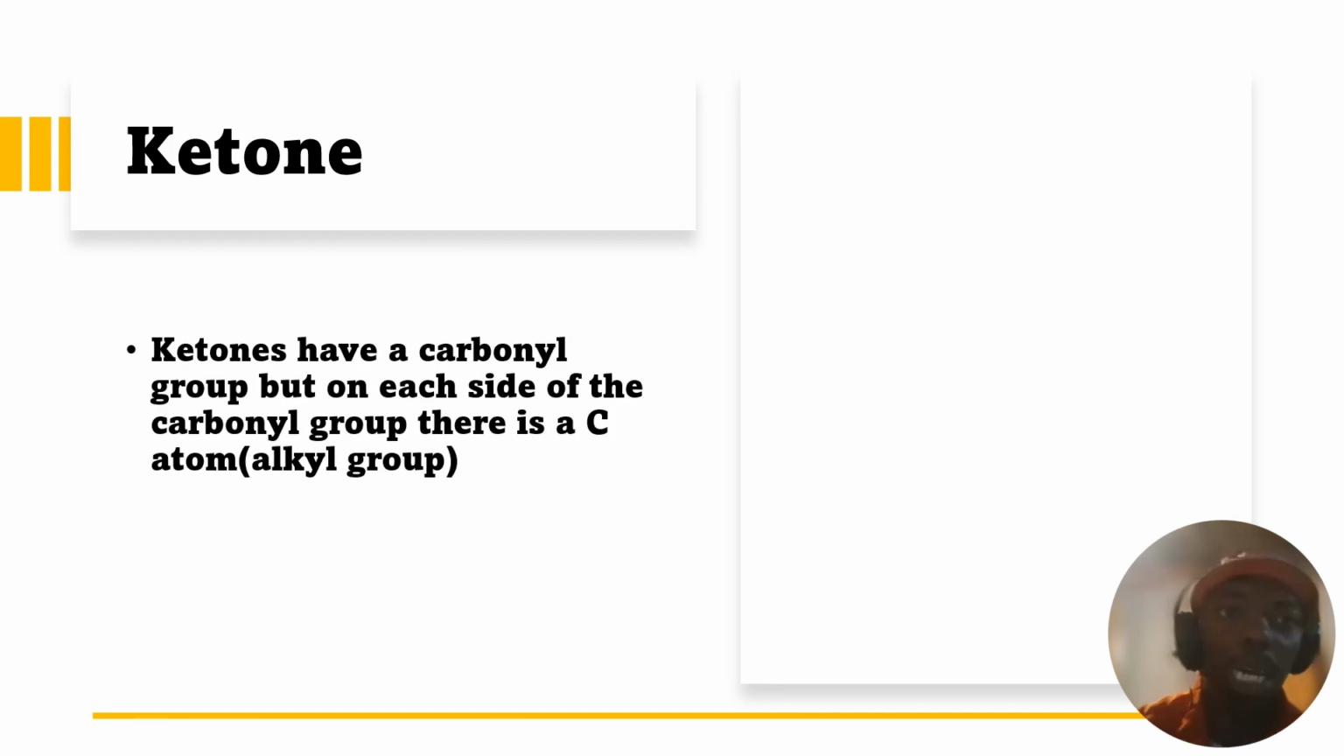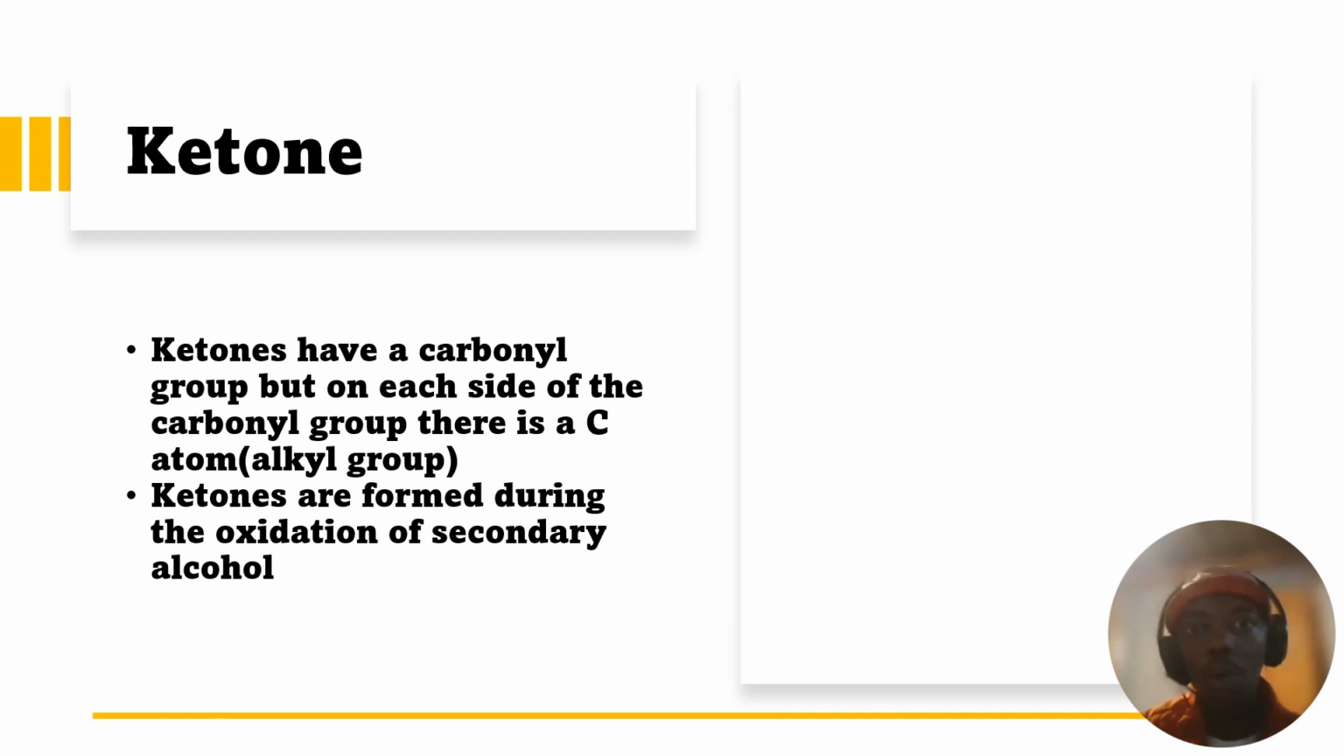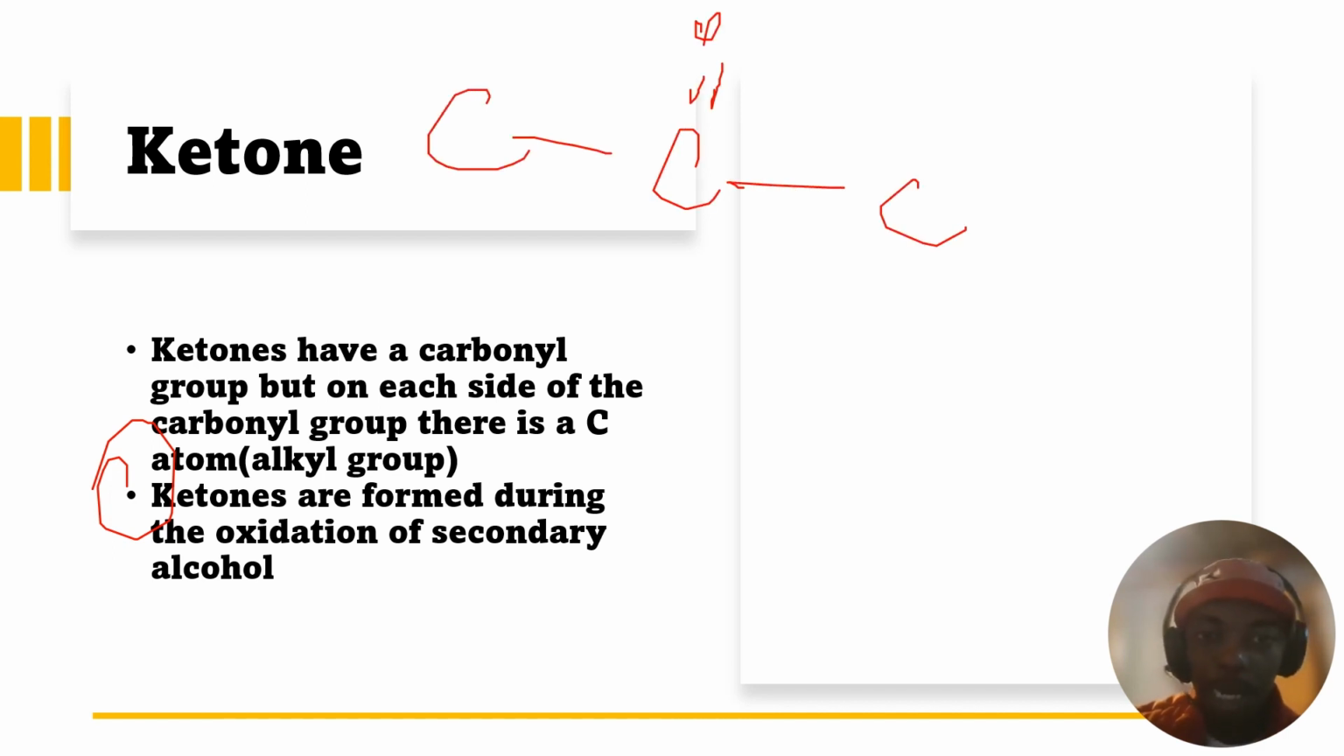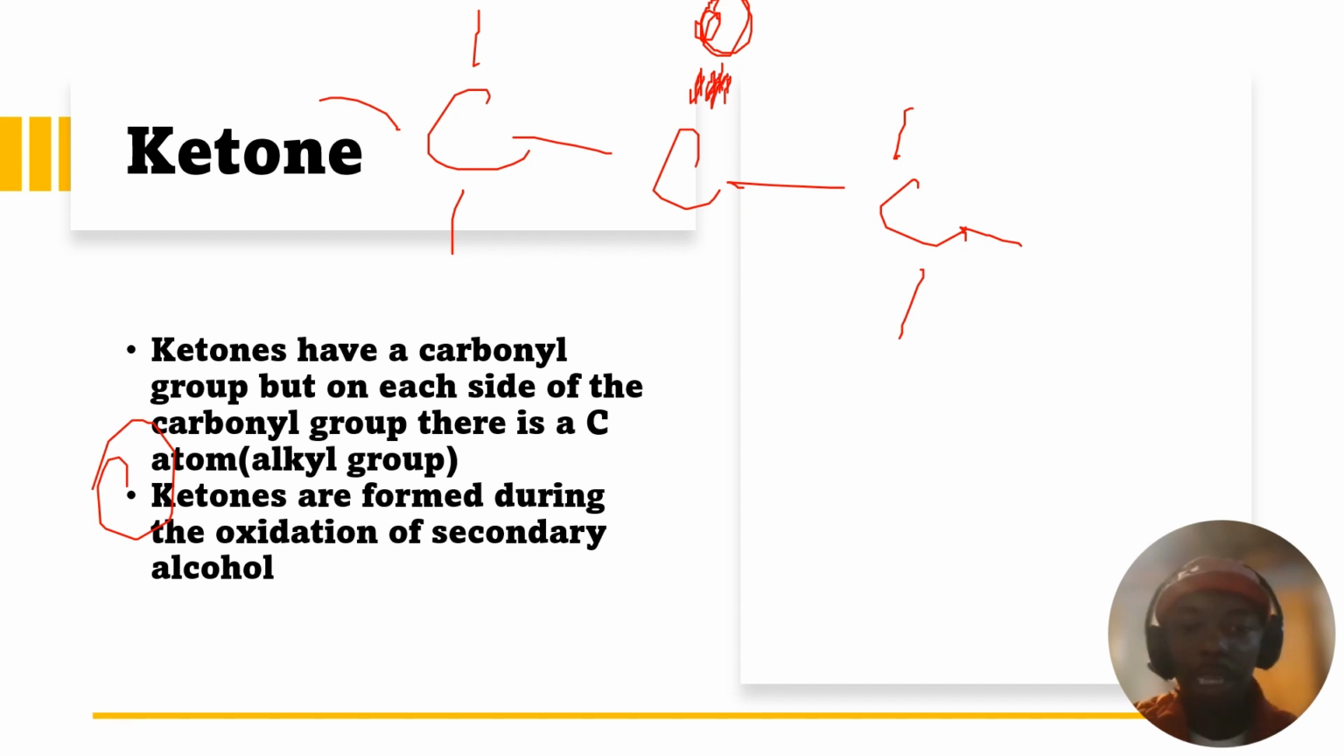And then ketone, it says ketones have a carbonyl group, but on each side of the carbonyl group there is a carbon atom, right? And it says ketones are formed during oxidation of secondary alcohol. We're gonna cover this in much deeper content in the video for the physical properties, basically, right? So yeah, ketones, instead of the carbonyl group being at the end, you find that the carbonyl group is between carbon atoms, right? So this is an oxygen. This is the double bond between oxygen and the carbon atom, right? So that being said, the ketones are always between carbon atoms. Always the functional group is between carbon atoms. Always, doesn't change.